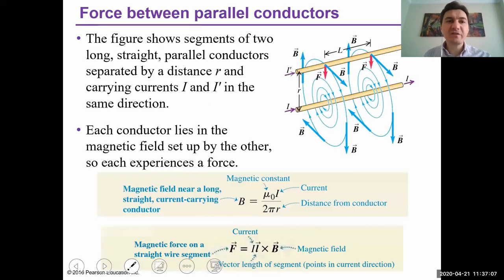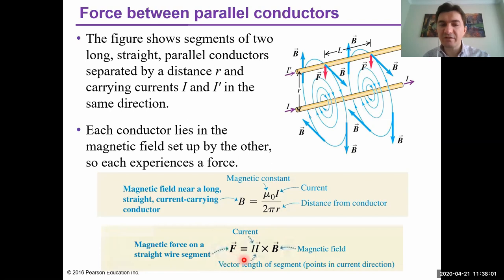So now let's continue with the force between parallel conductors. Here we have a current carrying conductor. Here we have another current carrying conductor. And here we have current I, here we have I prime, and this is the length of that conductor, let's say. This wire produces magnetic field lines around itself like this, as we have discussed. Then we have magnetic field in that direction on that conductor. So here we have current, here we have magnetic field, then there will be force, which is given by that expression, which we have discussed during the last lecture.